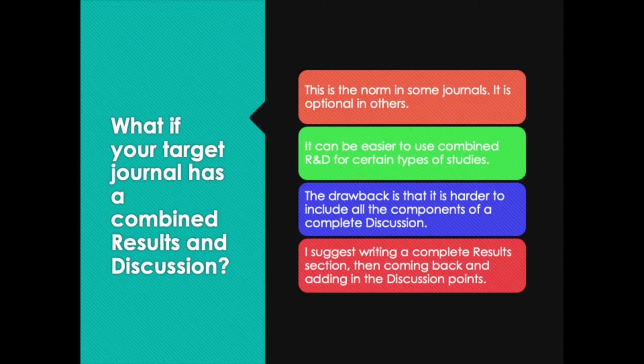But for certain types of studies, the combined results and discussion section can be easier to write and it's easier for readers. So, for example, when I've written papers on functional genomics, like RNA transcript profiling, I found those papers easier to write and easier for readers if I do a combined results and discussion section rather than just a separate results and a separate discussion.